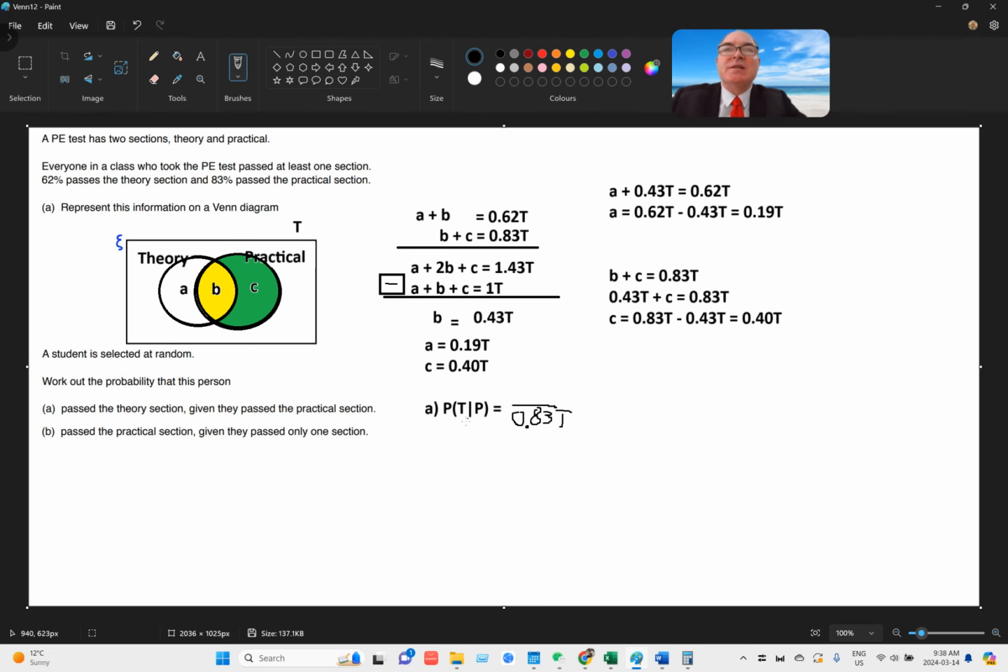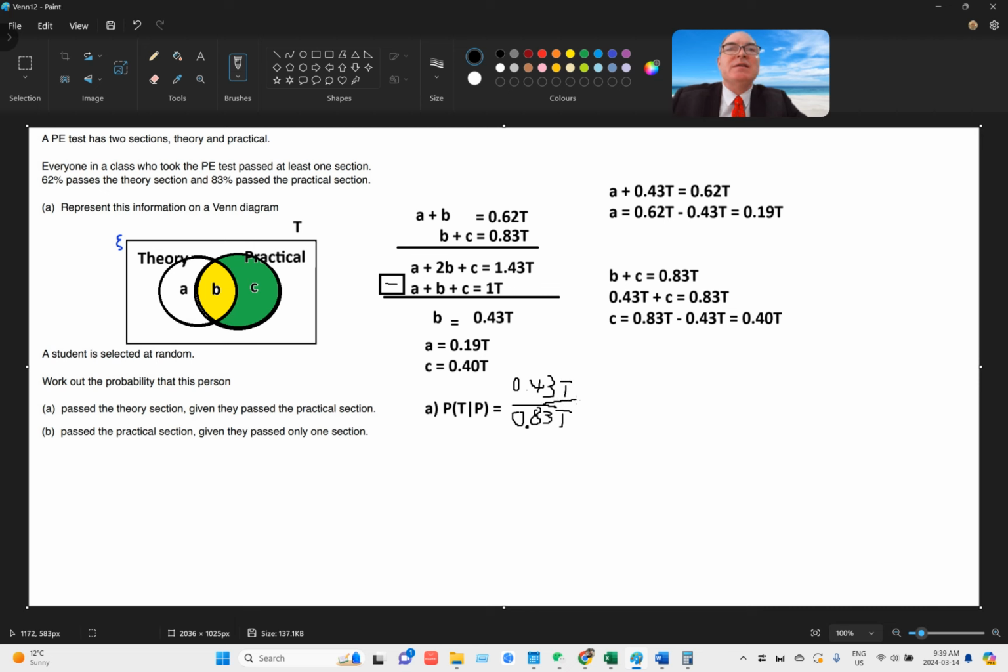You're going to see, because T, the people who passed the theory, that was, we said, the B. So we're only looking at the practical here. That's the B and C part. But they also passed the theory. So keeping inside this practical circle, who also passed the theory, that's just the B. And we know B is equal to 0.43T.